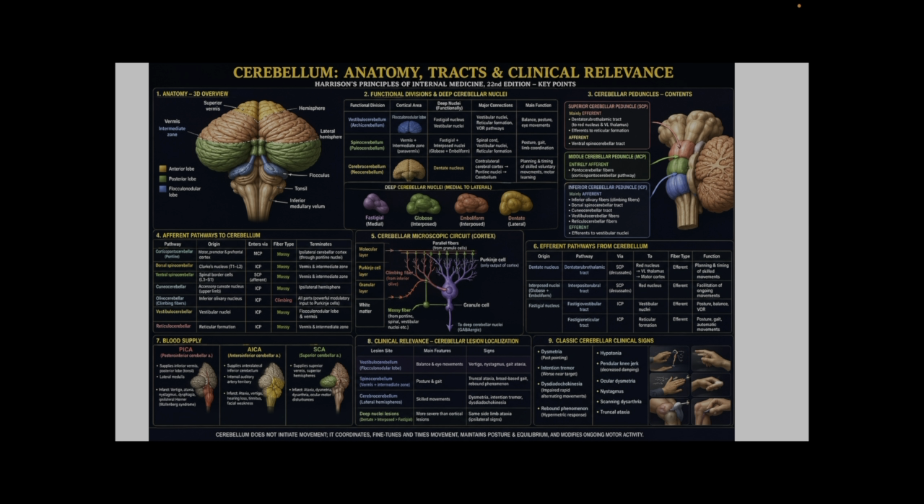Then the deep cerebellar nuclei. From medial to lateral, we have the fastigial nucleus, globose, emboliform, and dentate nucleus. Purkinje cells provide inhibitory GABAergic output to these nuclei.